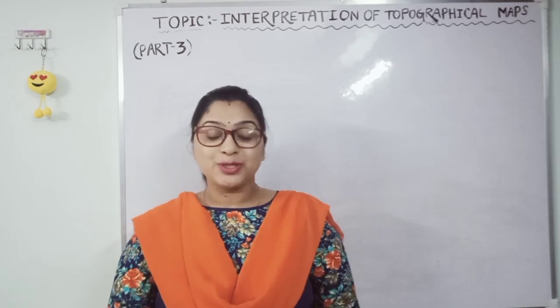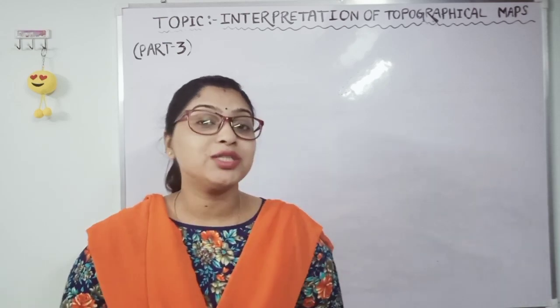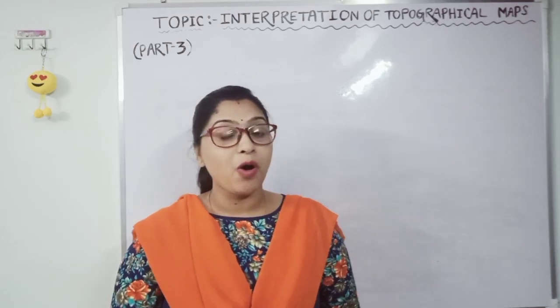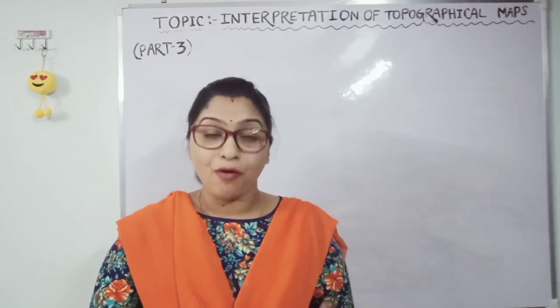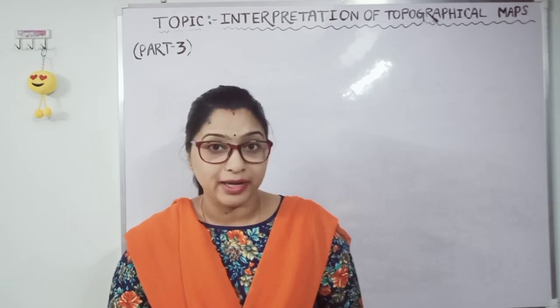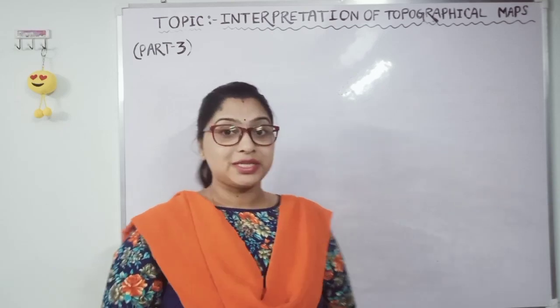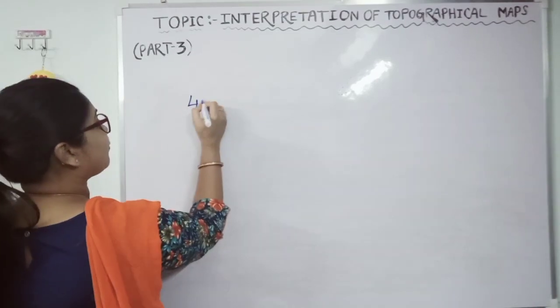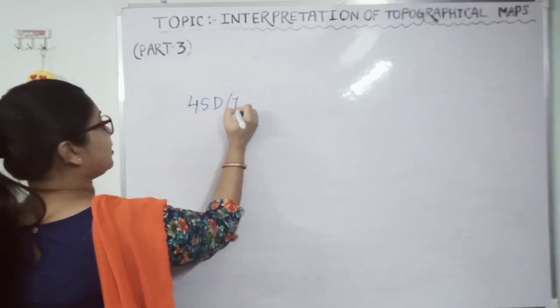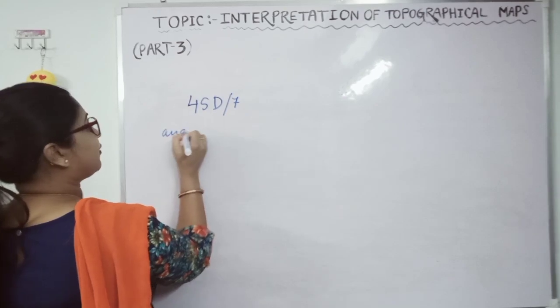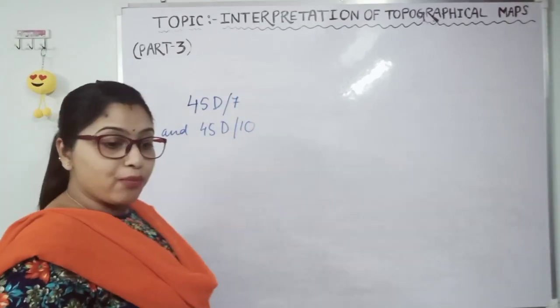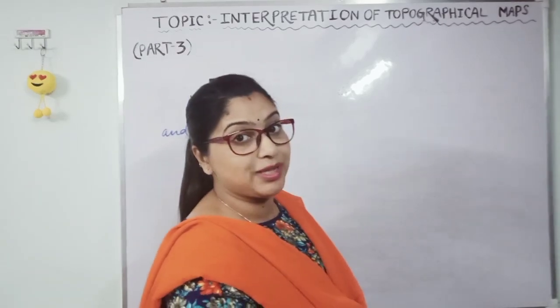Is it clear? So here is what we are going to learn today: how the names of these topo sheets of our syllabus came about. If you have seen the topo sheet, the number given is 45D by 7 and 45D by 10. So how we have got this number, we will talk about that.